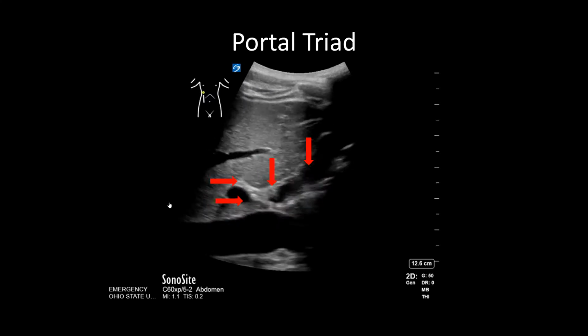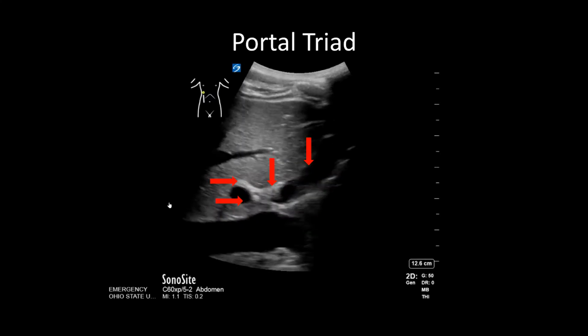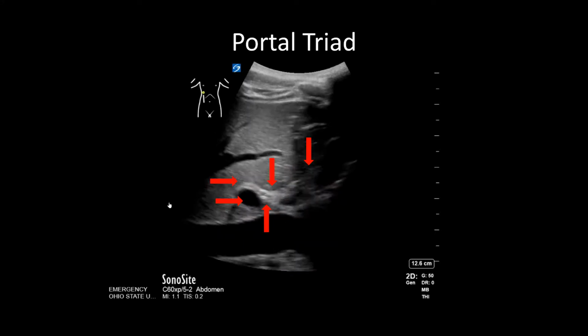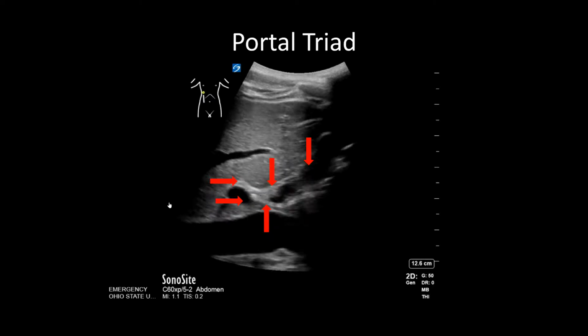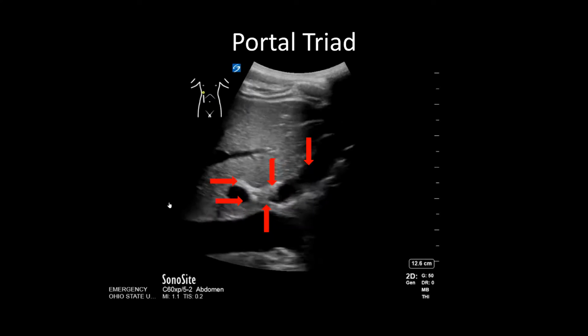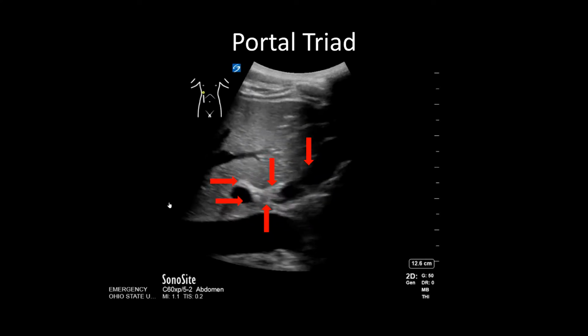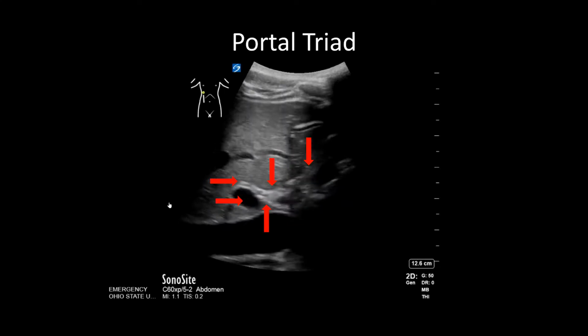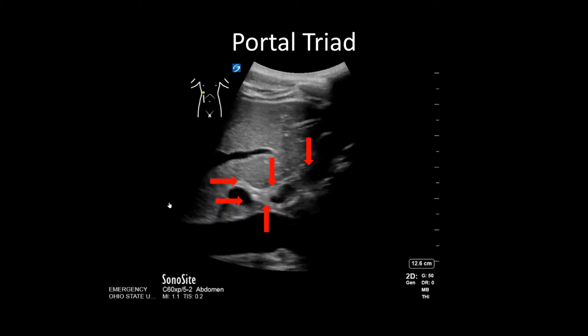The common bile duct is Mickey Mouse's left ear in this view, and the hepatic artery is Mickey Mouse's right ear. To tell the difference between the hepatic artery and common bile duct, the provider may place colored flow over the portal triad. The ear without flow is the common bile duct.